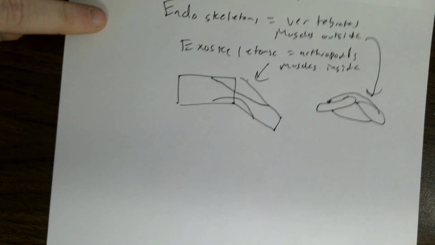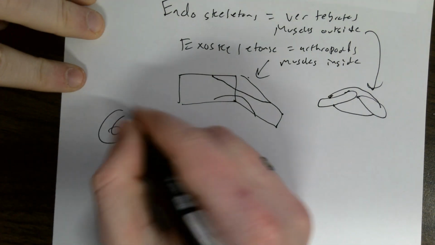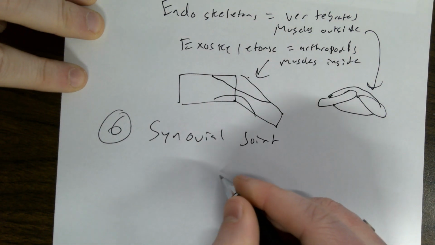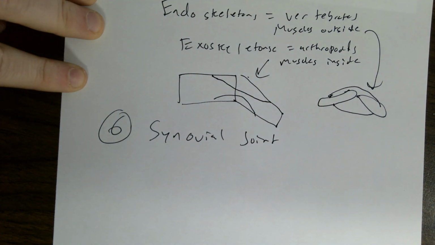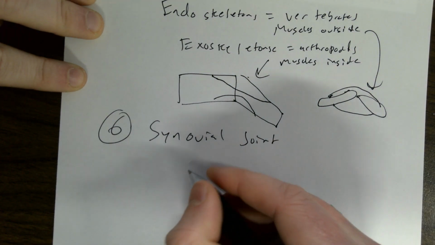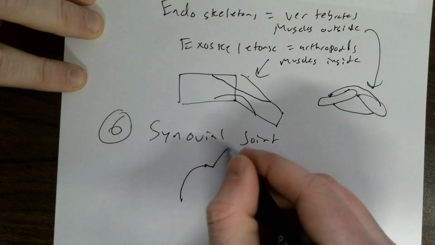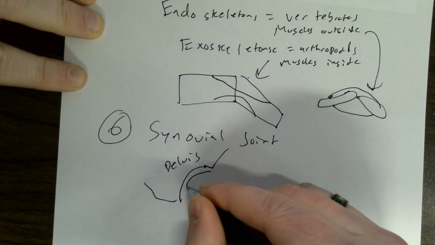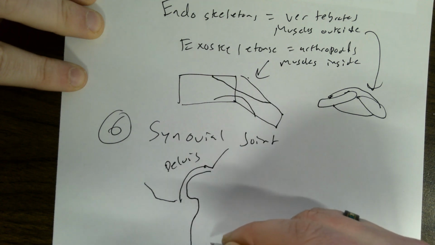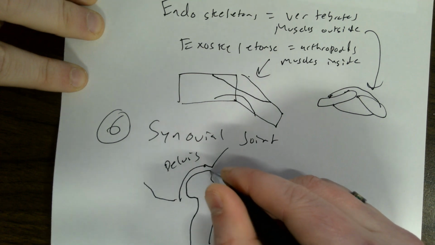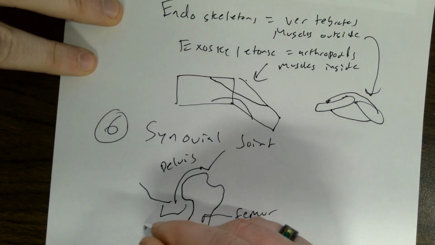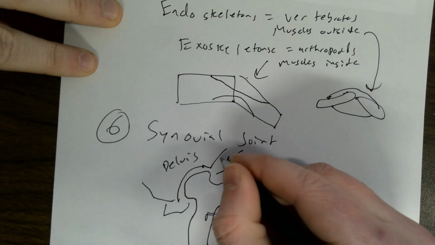All right, then we need to know our synovial joints. Specifically, you are expected to know the synovial joint that is your hip joint. You're expected to know the hip joint. And so you have the pelvis, and then your femur sits in it like this. And so your synovial joint is right here. This is the actual joint, is this part right here.